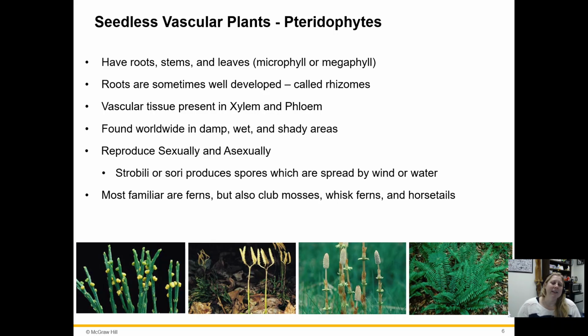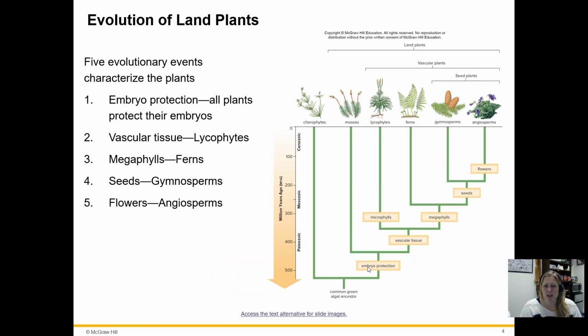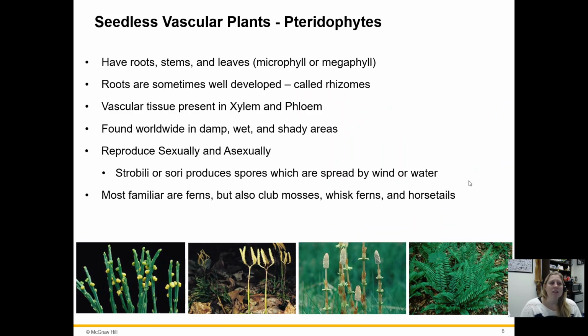Once we get past these two, what we would consider earlier types of plants as far as evolution, because if we go back here, remember we're looking at the earliest plant being our mosses, and then we have a split into your lycophytes and ferns. Now we're going to talk about seeds. Seeds were a huge game changer for plants, okay?